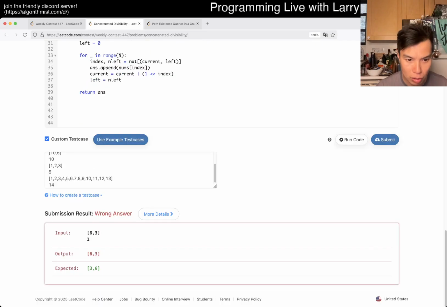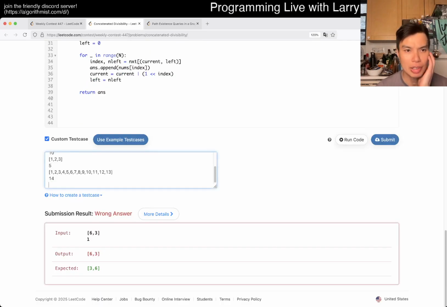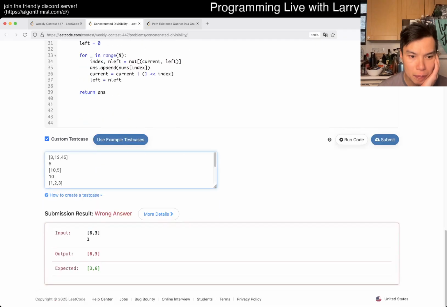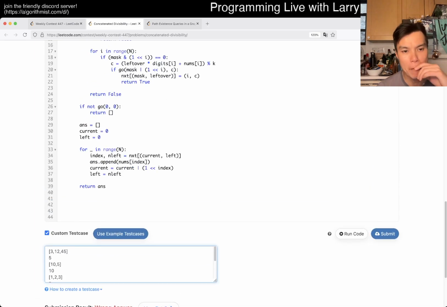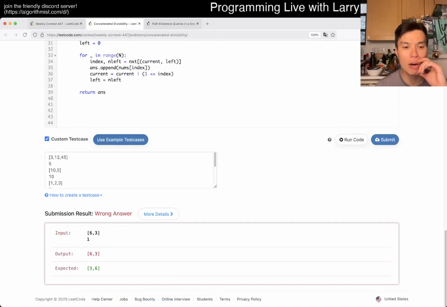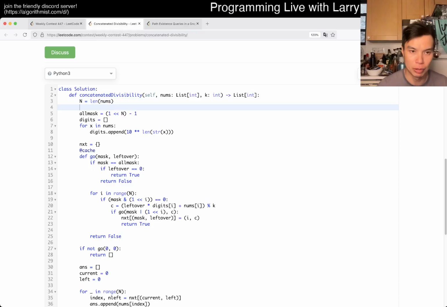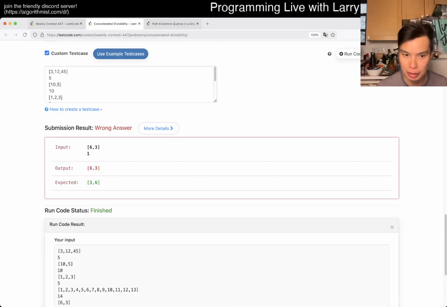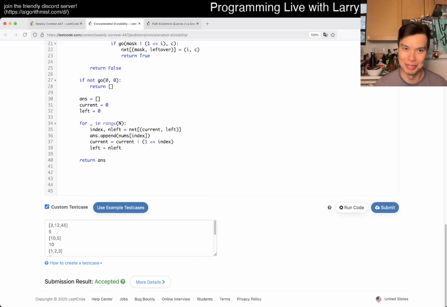Oh no. Oh, do I have to do lexicographically smallest? But why is that wrong? Why am I wrong, rather? If I do 3 and then 6. Oh, I don't sort the input, because the input is 6, 3. I am dumb. I assumed the input would be sorted, so I did it in index order. That's why. Okay. That is a dumb mistake. Hopefully that's it.